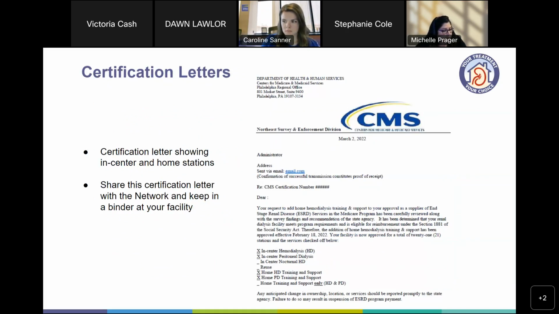I wanted to give an example of a certification letter showing a facility that's certified for home. This is a good example of a facility. It shows in-center hemodialysis certified and in-center peritoneal dialysis certified. They also have HHD certified and PD certified. When you get the certification letter, share this with the network and keep a copy in your binder. This is how we track what facilities have home programs, and that's how we would set a facility up for having a home goal. Next slide, please.